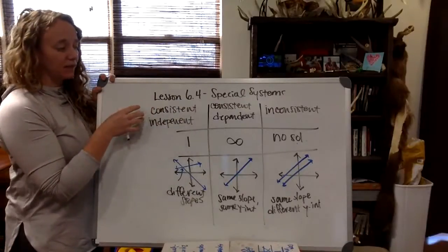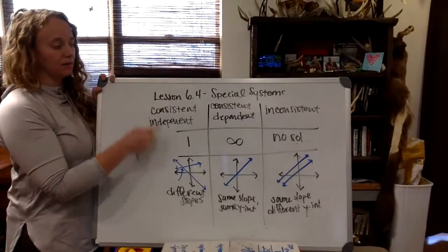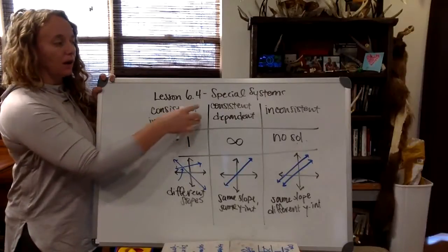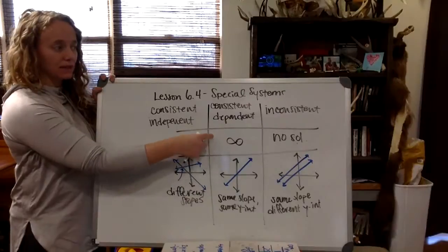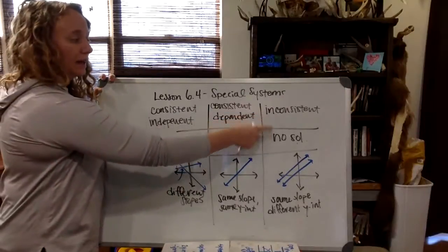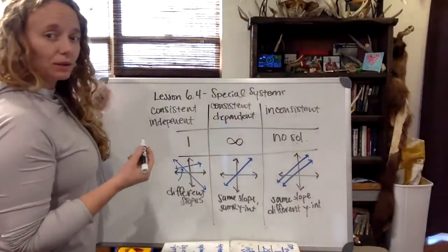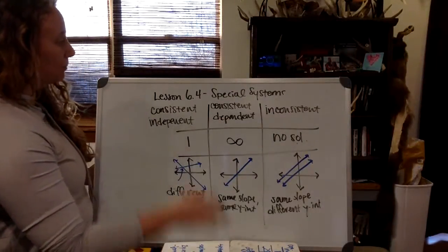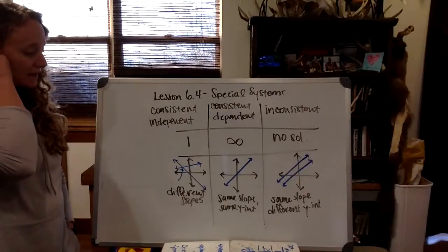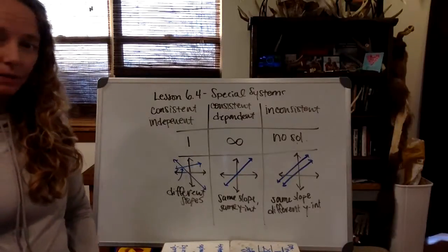You need to be able to say if they are consistent and independent, meaning 1 solution. Are they consistent and dependent, meaning they'll have infinite solutions because it's the same line? Or are they inconsistent, meaning there's no solution at all because you have parallel lines, okay? So make sure you have this table written down so you can start working on the must-do practice problems.